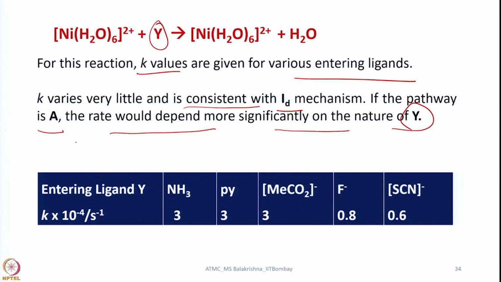If the pathway is associative, then we have to account for the concentration of Y as well. If it is independent of the concentration of Y and there is very little variation in the K values, it is consistent with an ID mechanism, or even, I would say, a dissociative mechanism. Some values are given, and you can see they are very close here.